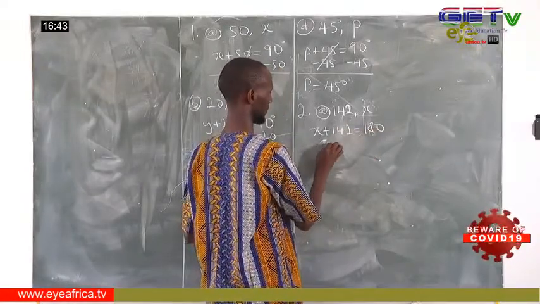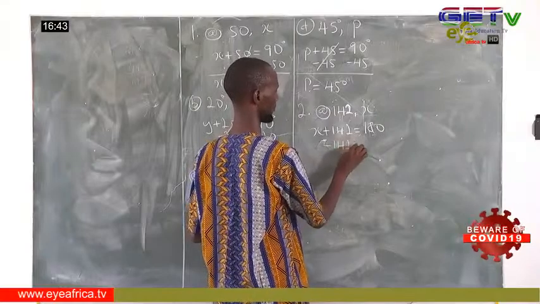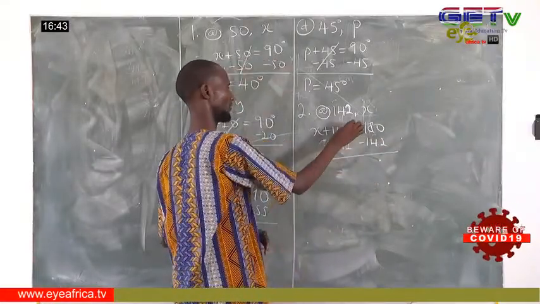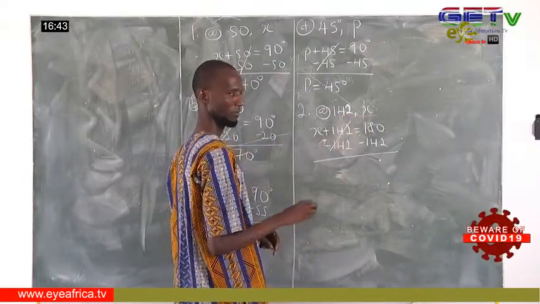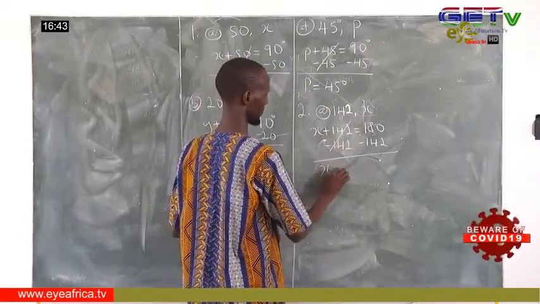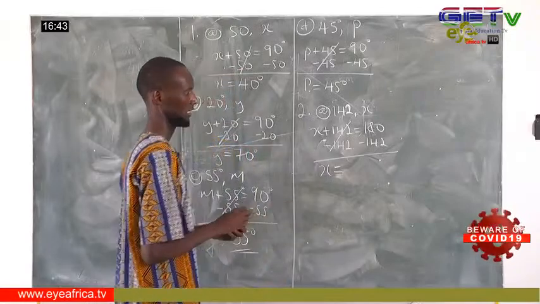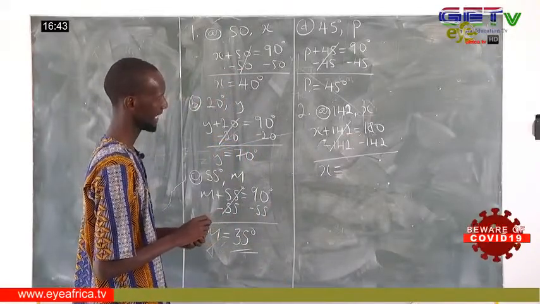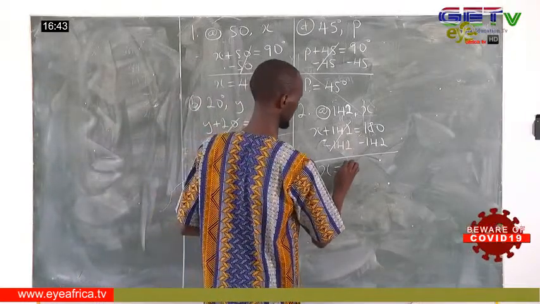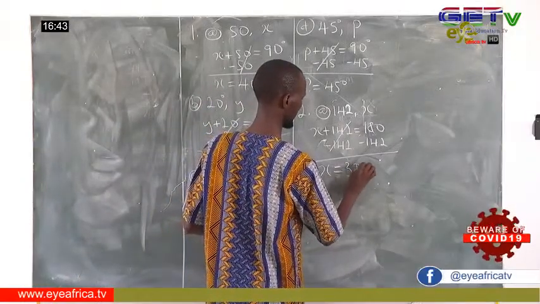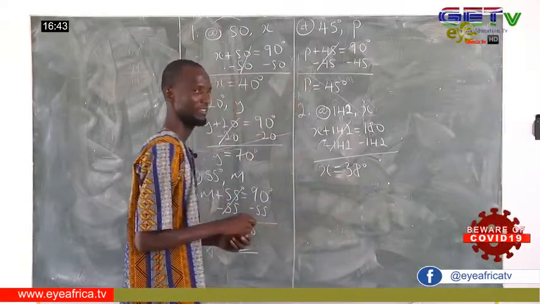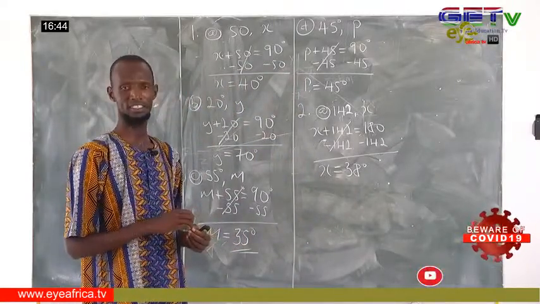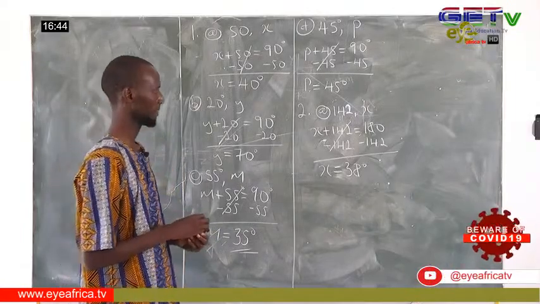Then you subtract 142 from both sides of the equation. And the 142s will cancel each other out. You have x now being equal to, if you subtract 142 from 180, that should give us 38 degrees. So therefore, the supplement of 142 degrees is 38 degrees.